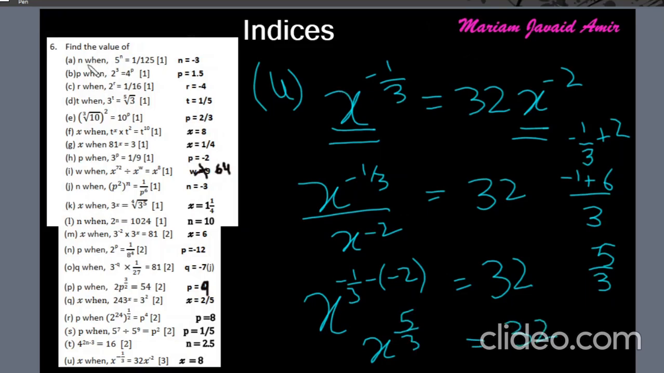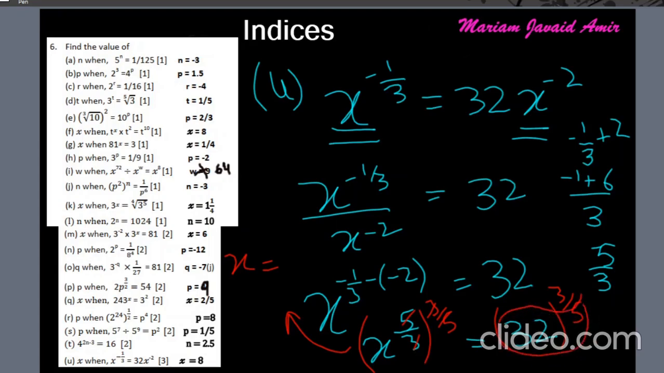Now we have to make x the subject, so I'll multiply this with 3 by 5 and multiply this with 3 by 5 as well. So this becomes x, because the powers will cancel out, equals 32 power 3 by 5. Either do that directly in your calculators, or first find fifth root of 32, which I believe is 2, then find 2 cube, which is 8. So this is the answer for part U.